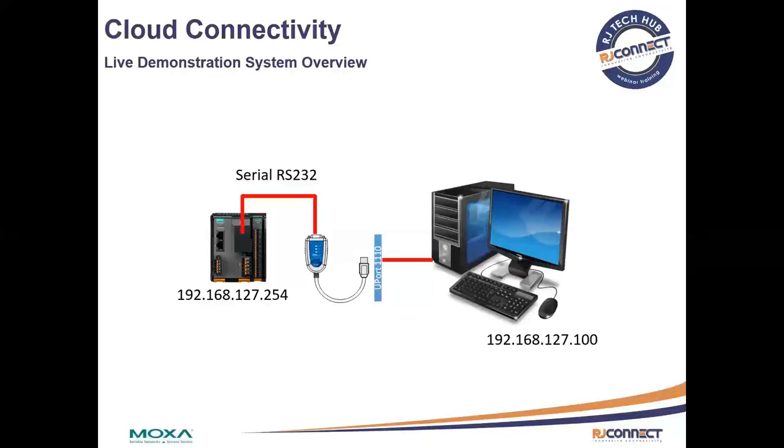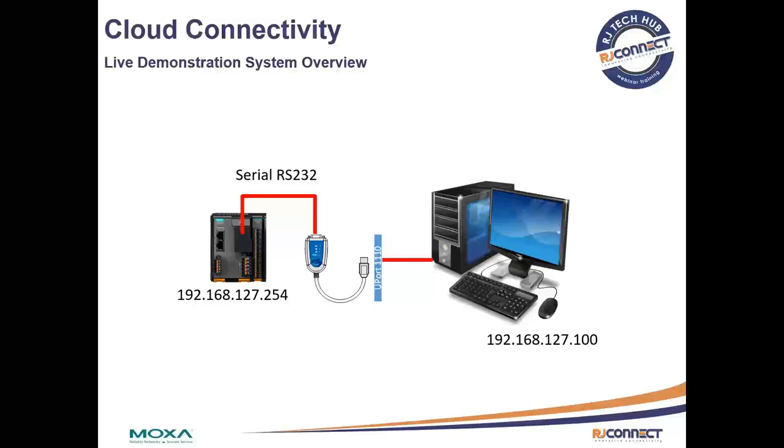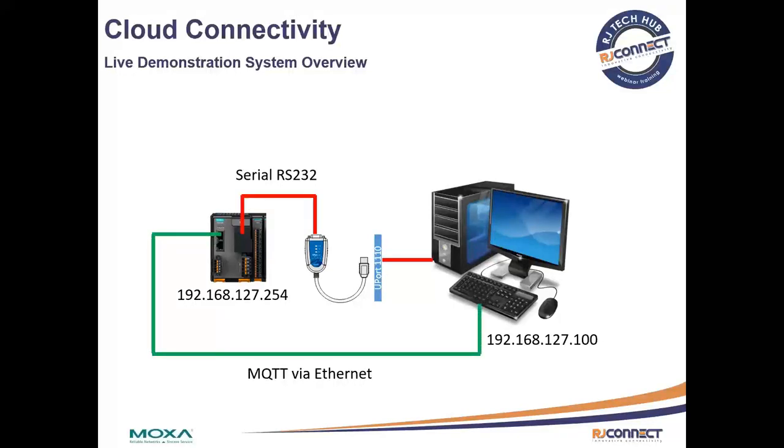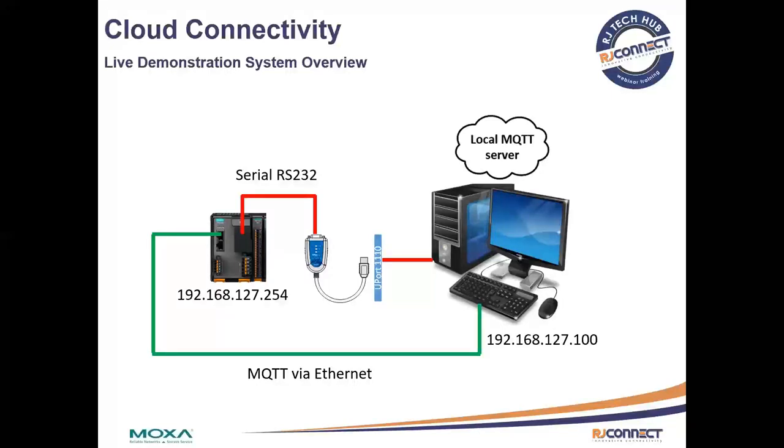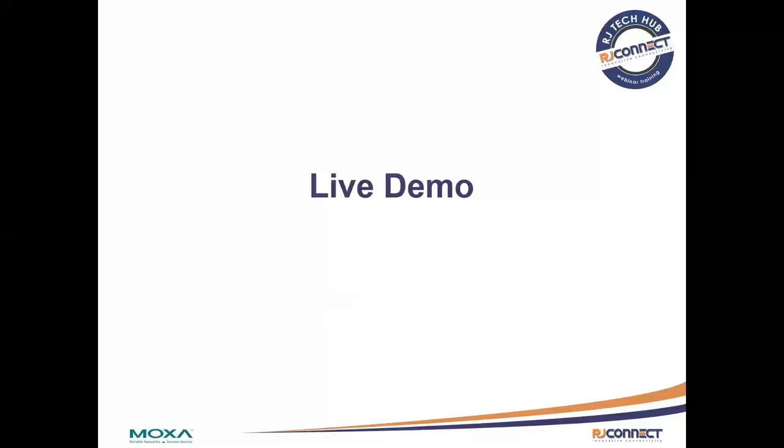I will use the serial console cable here to log into the ioThinx 4533 IO modular from my computer. And I will use Ethernet TCP to publish and subscribe data to the local MQTT broker. My computer will act as a local MQTT broker or MQTT server, and also as an MQTT client, since I'll be running MQTT Lens from my computer as my MQTT client application. Okay, I think you all understand the system layout of the live demo. So let's get started.